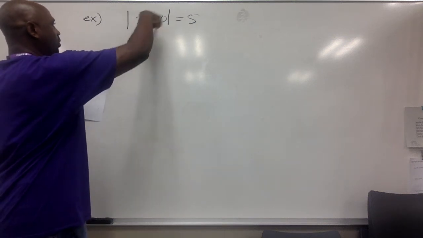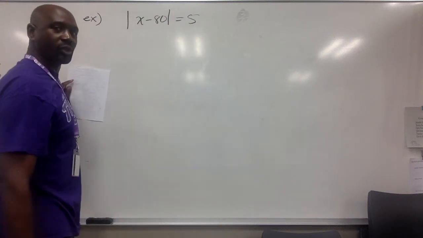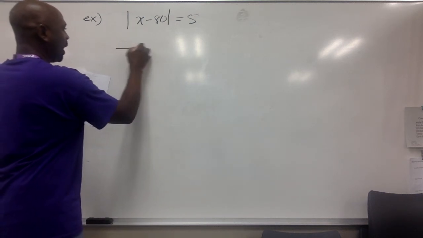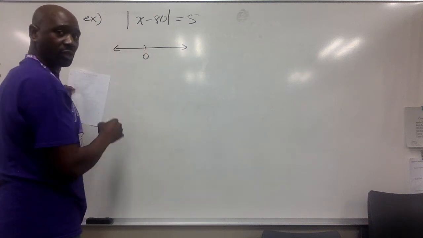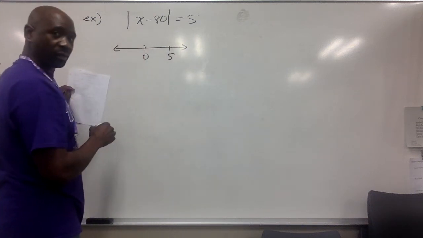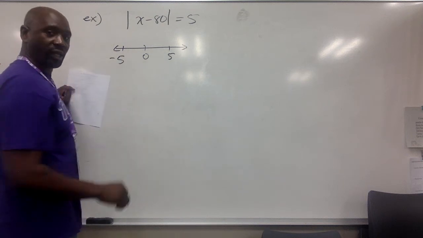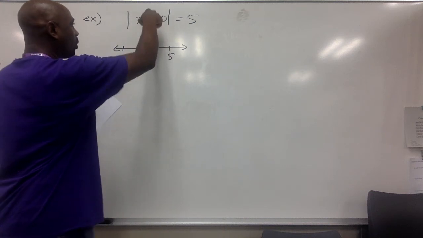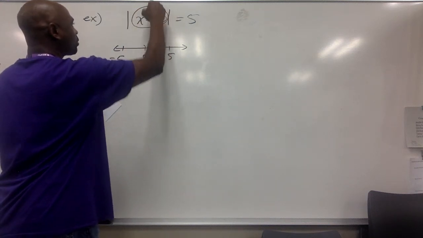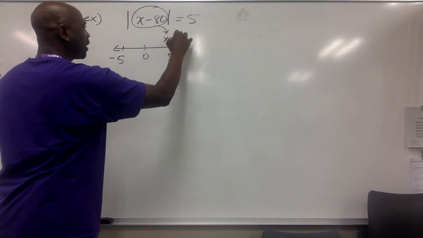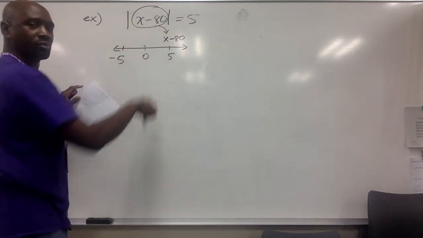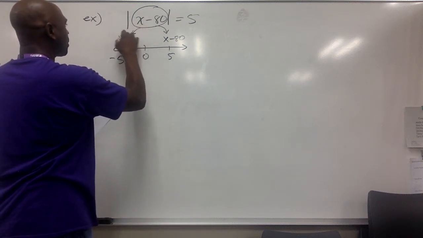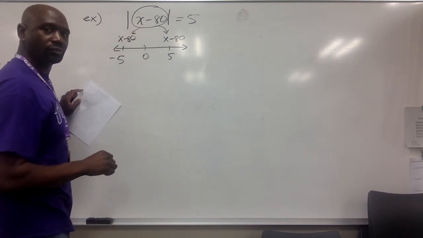I'm saying that something is 5 units from 0. Now you don't have to do this, but in my mind, I see this. If this is 0, if I go 5 units this way, and if I go 5 units this way, I'll end up at 5 and negative 5. Now what exists at 5? Well, this whole thing right here, because it's the absolute value of that whole thing. So I'm going to write an x minus 80 because that is 5 units from 0. But it's also 5 units from 0 in this direction, so I have an x minus 80 here as well.